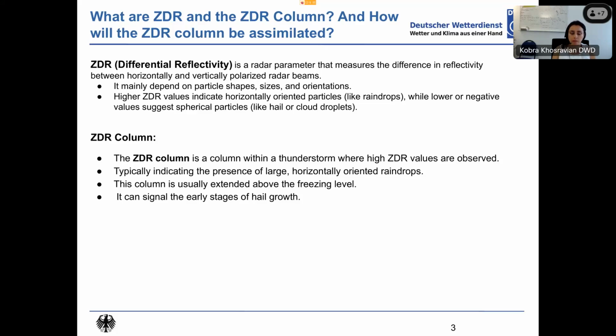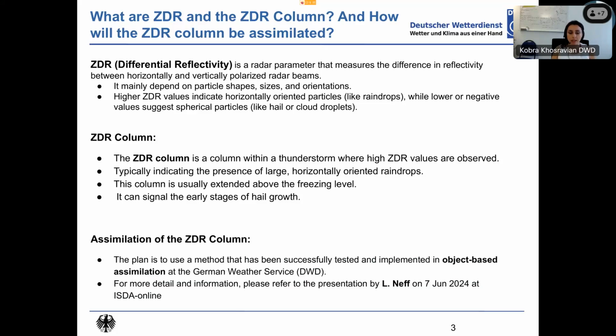And also the ZDR column is a signal of an earlier stage of hail growth or a very heavy thunderstorm. So it's very important for forecasters to know where the ZDR column is, because they could issue a warning in good time, and it will be used for nowcasting or short-range forecasts.